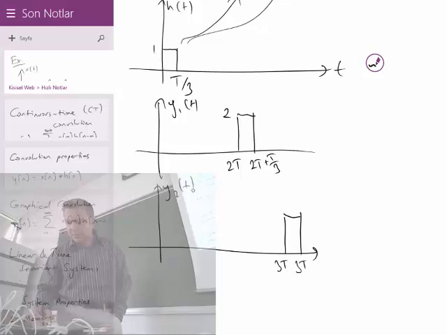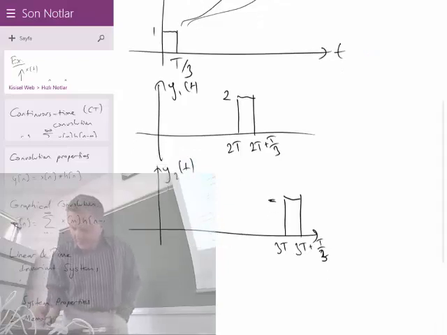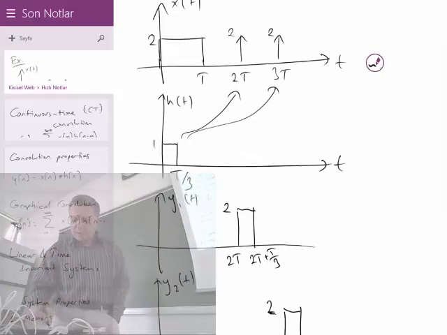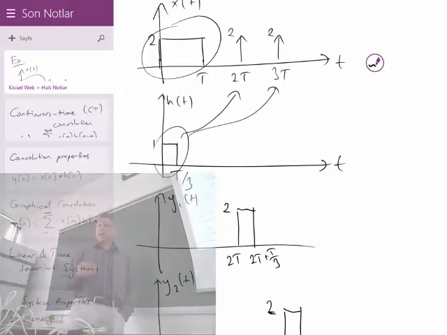And the width will be the same, so 3t plus t over 3. And the magnitude is again 2, on the same time axis. So you have y1 of t and y2 of t. Clearly you need to have a y3 of t, which is the convolution of this rectangular shape with this rectangular shape. Now can you do that?